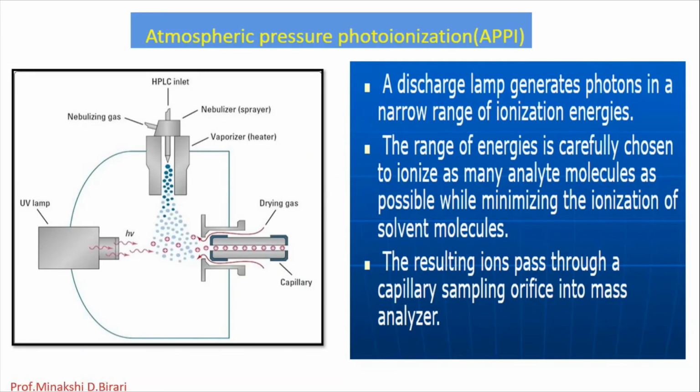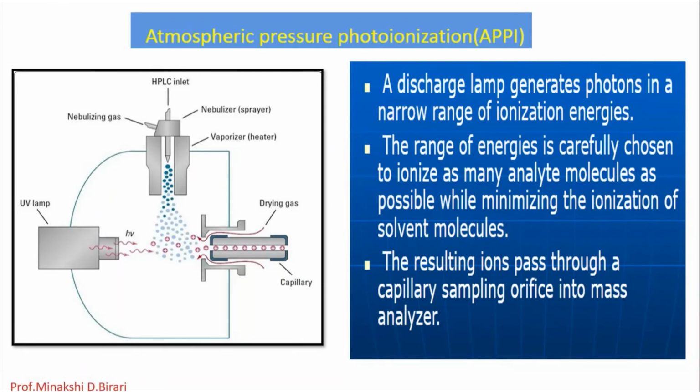Here also the desolvation gas N2, or heated gas N2, will be supplied, which will convert the sprayed droplets into the form of vapors of analyte. The photons emitted by the krypton lamp have a specific energy of about 10 electron volts, which is sufficient to ionize the analyte and solvent. Photons of 10 electron volts will not ionize other atmospheric gases present due to their lower energy.